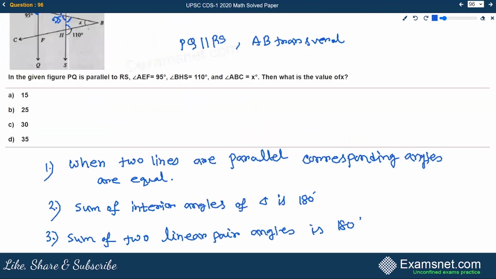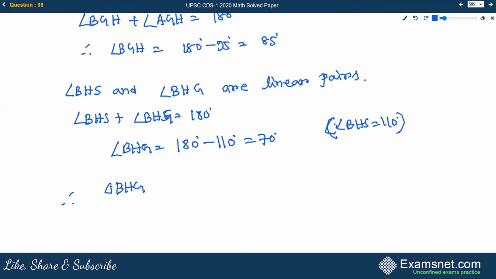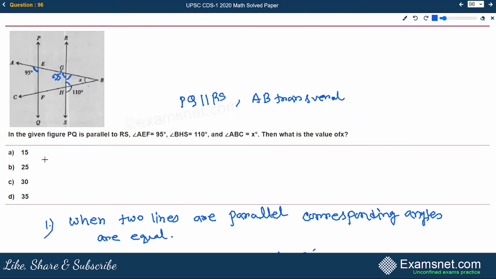Therefore, now here this is a triangle BGH, triangle BAG. We know the sum of all three angles is 180 degrees. So we can write x plus 85 degrees plus 70 degrees equals 180 degrees, or x is 180 degrees minus 115, so we can write 25 degrees. The value of x is 25 degrees, or the value of ABC is 25 degrees. Here option B is the correct answer.